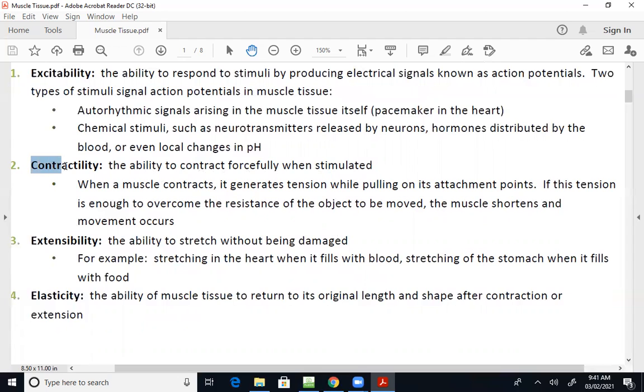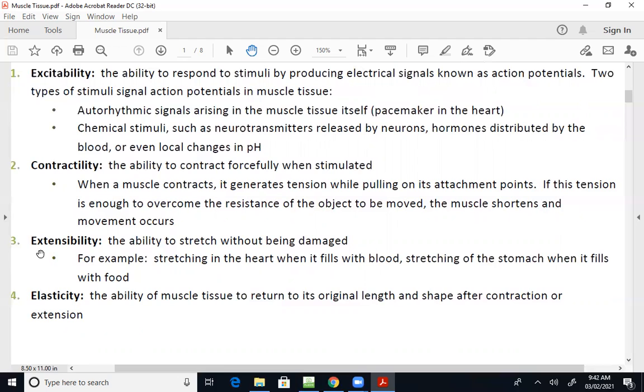It's pretty straightforward. The word contract is literally in the word contractility. When a muscle contracts, it generates tension while pulling on its attachment points. If this tension is enough to overcome the resistance of the object to be moved, muscle shortens and movement occurs. And that's really physics related stuff. You know, effort has to be greater than resistance. Stuff I'm not gonna really get into.